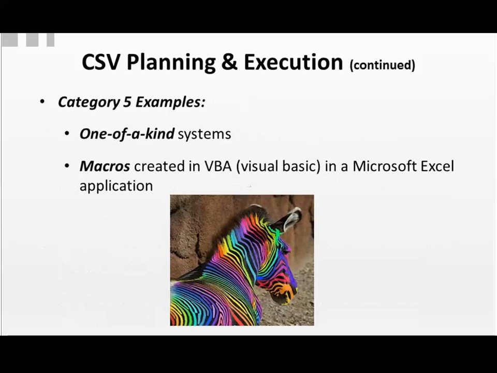In Category 5, these are one-of-a-kind systems that are used to mimic your functionality, things that you can't live without. And it also includes macros for Excel applications. And that would be the subject of a very limited level of validation, but you would have to have the documentation for that.